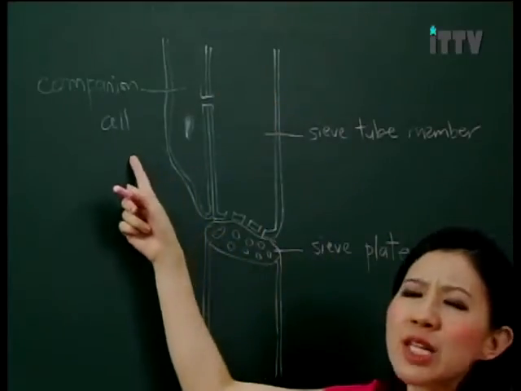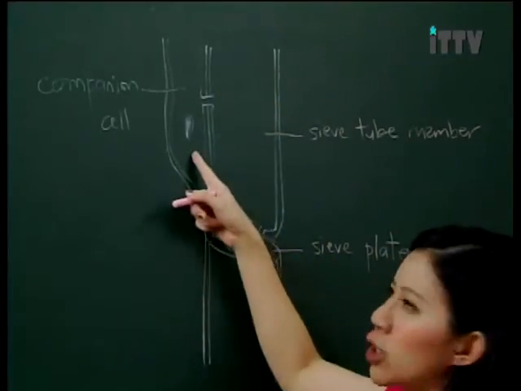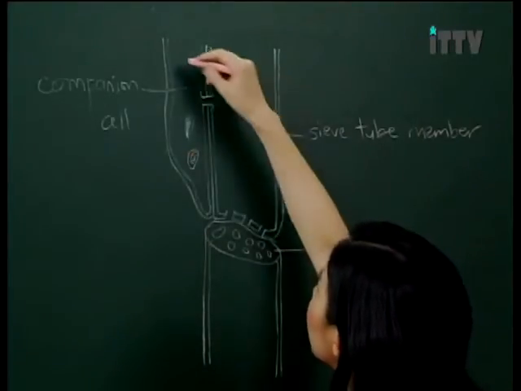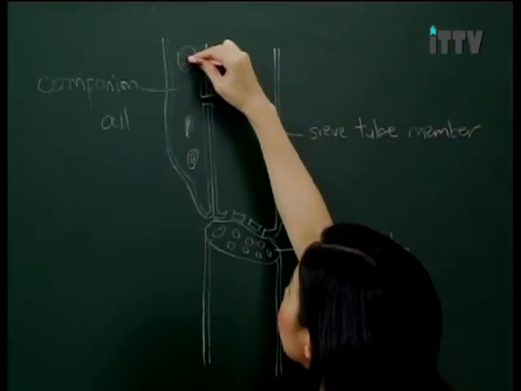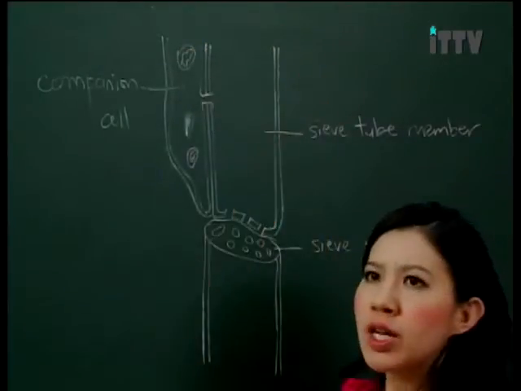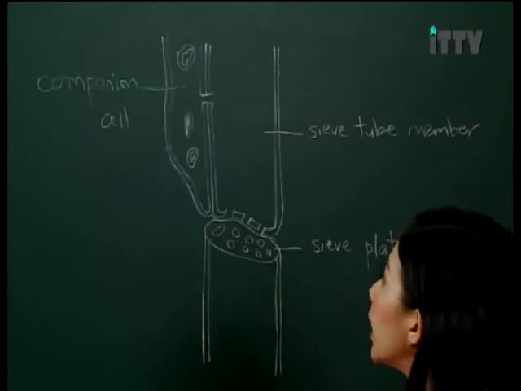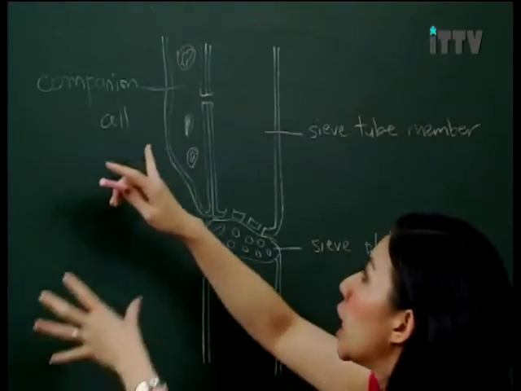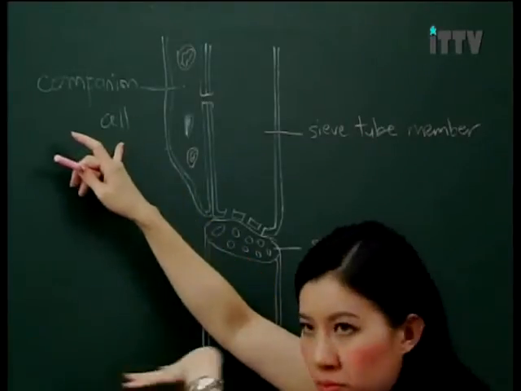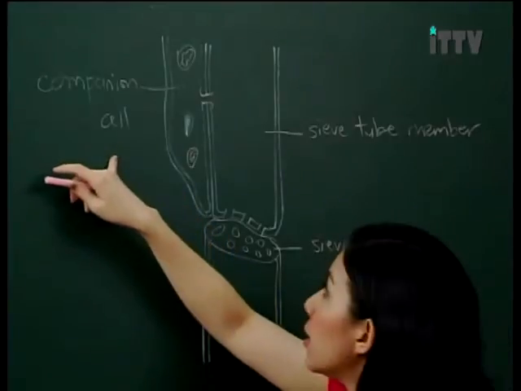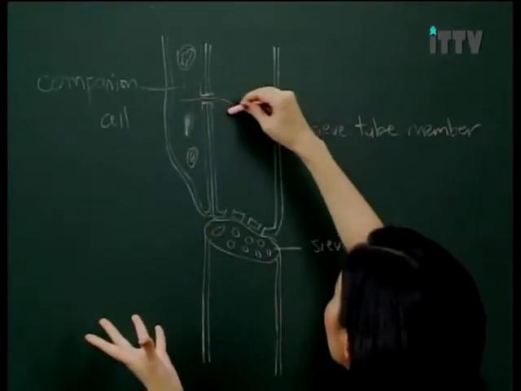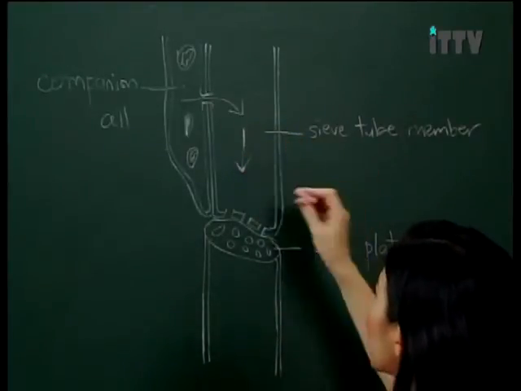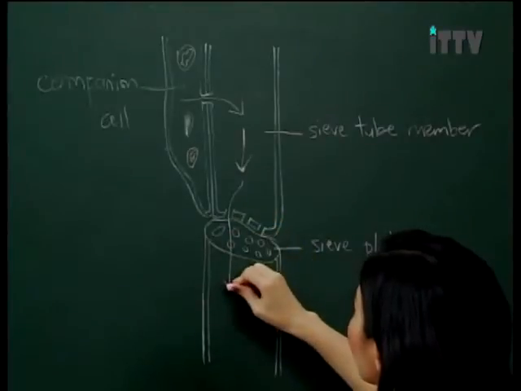Now, the companion cells are rich with organelles. They have dense cytoplasm. They've got a lot of mitochondria. That means basically these companion cells need a lot of energy in the form of ATP. So companion cells actually help to transport sucrose from basically the leaf cell into the sieve member cell, so that sucrose can easily move through.